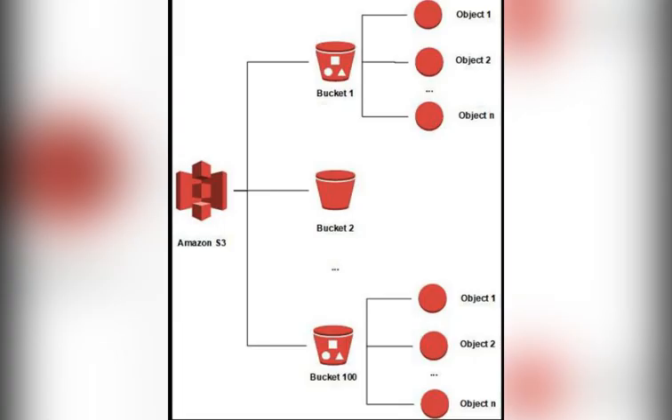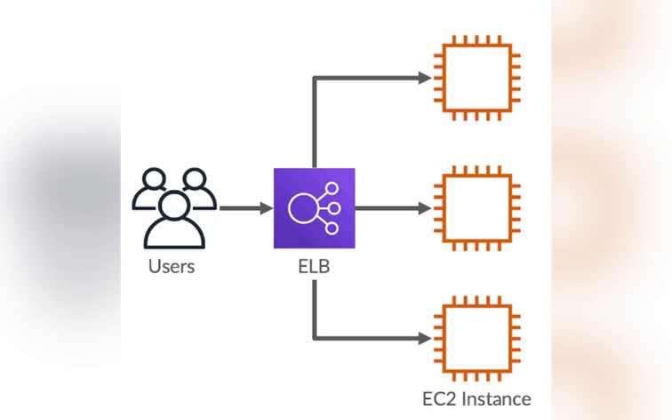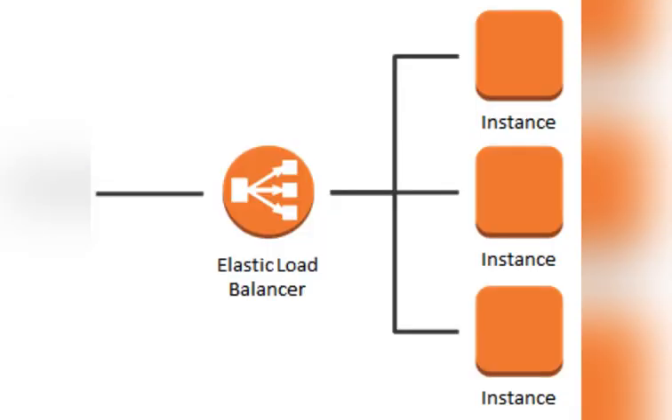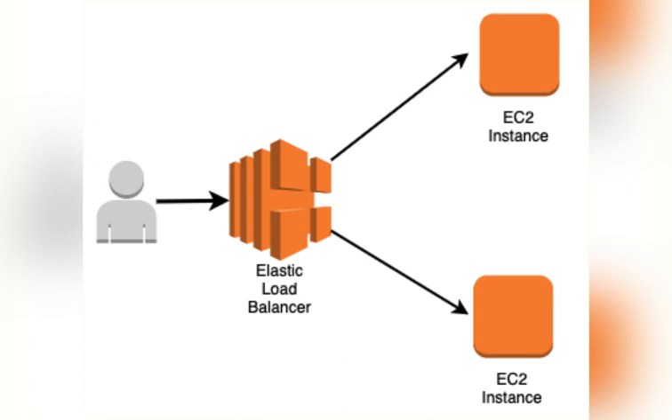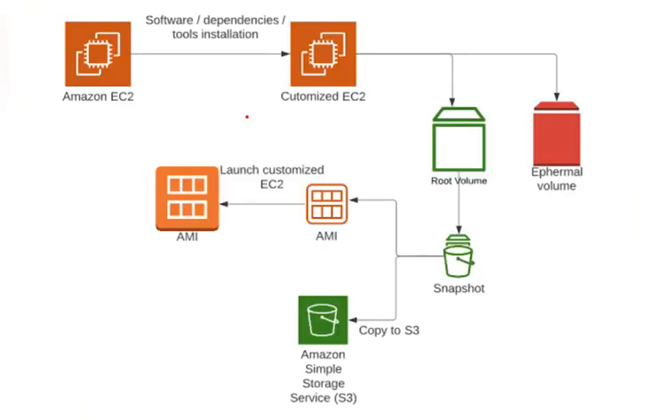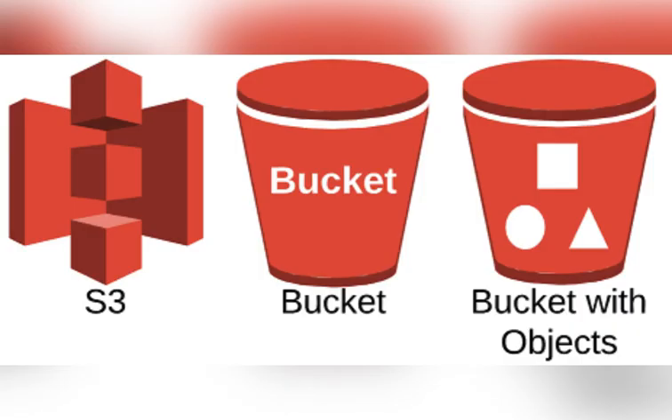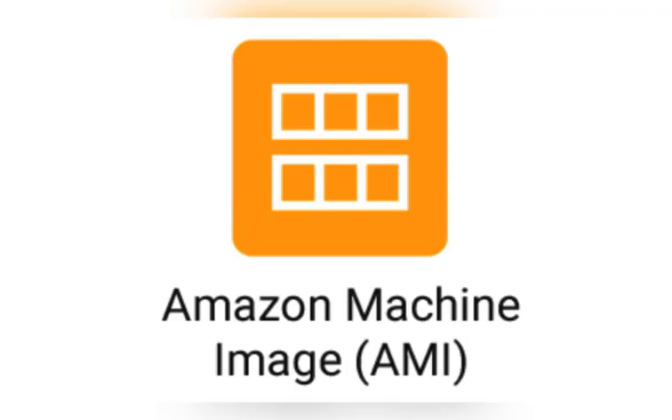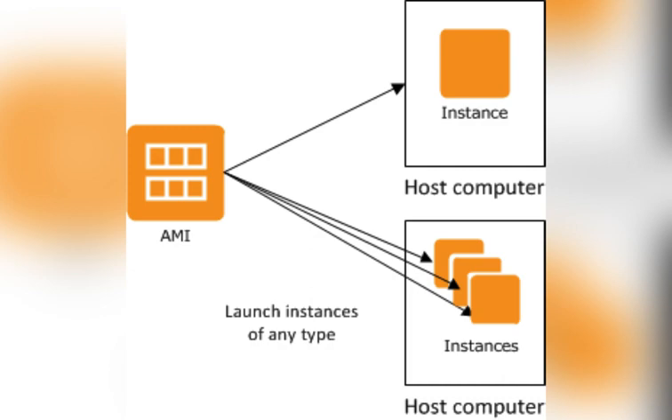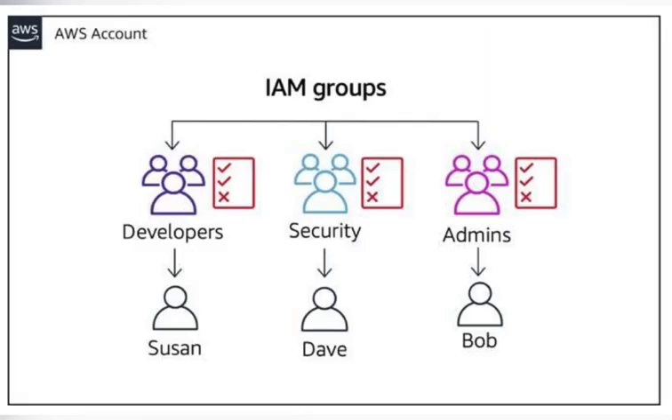Let's discuss storage services in AWS. There are three types of Amazon storage services in the AWS cloud. They are Amazon S3, Amazon EBS, and Amazon EFS. Amazon Simple Storage Service, also known as Amazon S3, is an object storage service where we store data as objects. It is a leading storage service in AWS. It offers scalability, security, data availability, and performance.